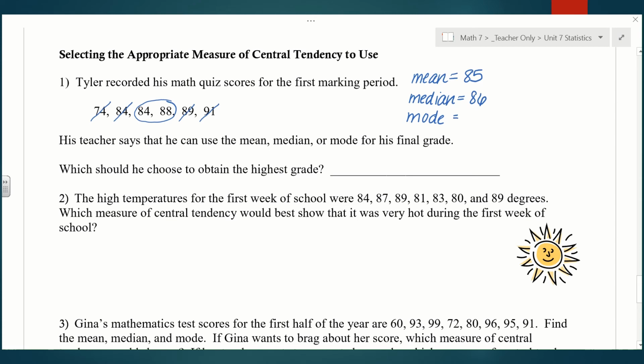And then the mode, the one that shows up the most often, is 84. We've got 2 84s there. Based on our 3 measures of central tendency, which should Tyler use for his grade? I'm thinking the median. Median is going to give him the highest grade: 86 versus 85 and 84.